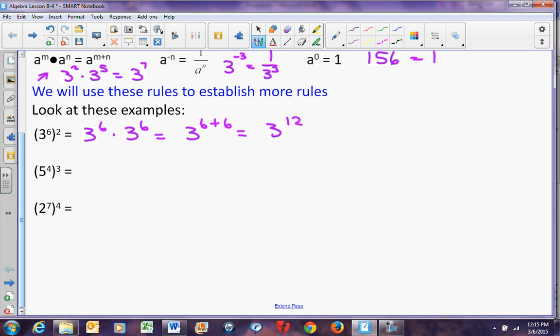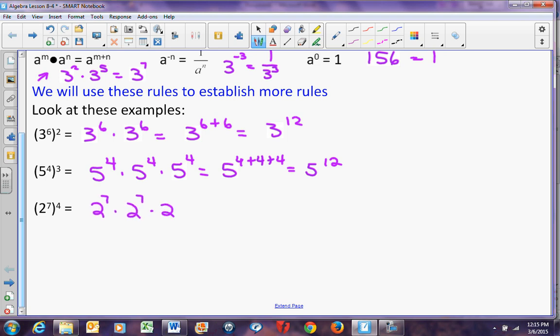Let's look at 5 to the 4th raised to the 3rd power. That becomes 5 to the 4th times 5 to the 4th times 5 to the 4th, which is 5 to the 4 plus 4 plus 4, which is 5 to the 12th power. And last but not least, 2 to the 7th raised to the 4th power. 2 to the 7th times 2 to the 7th times 2 to the 7th times 2 to the 7th, which is the same thing as saying 2 to the 7 plus 7 plus 7 plus 7, which is 2 to the 28th power.